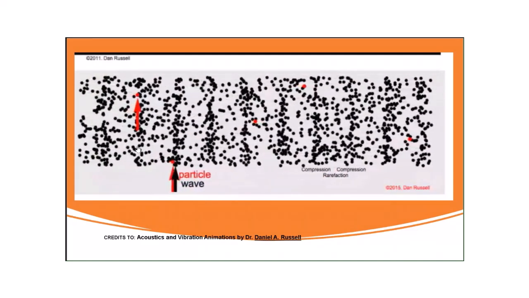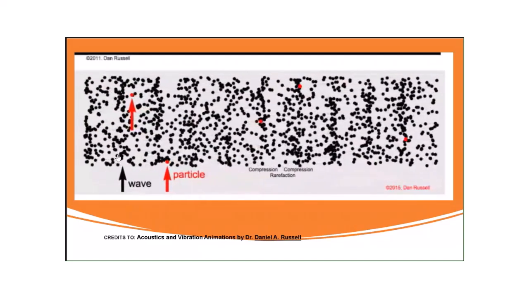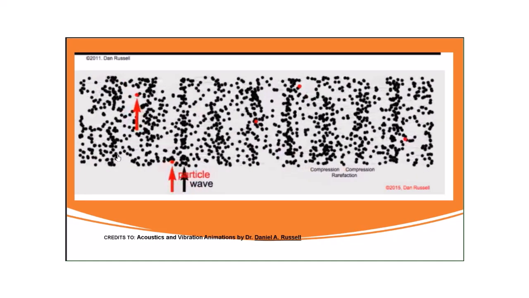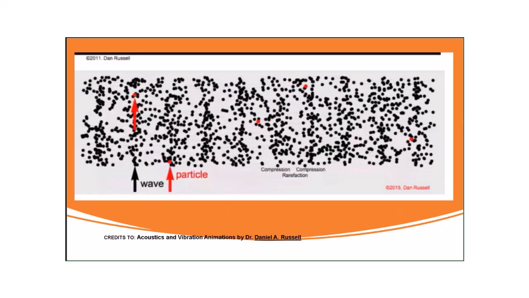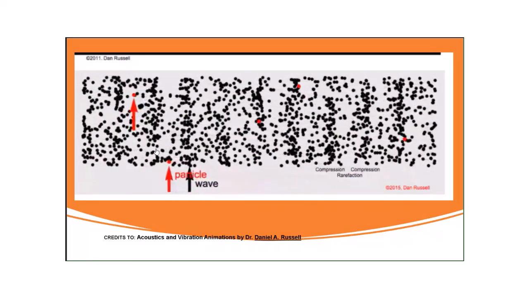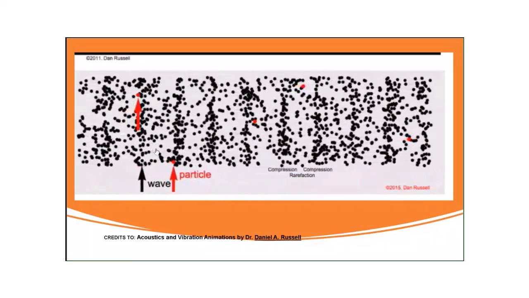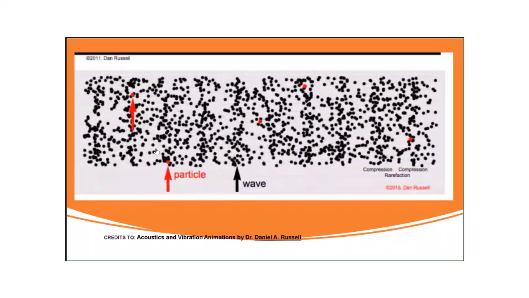On the other hand, when the vibrating particles move farther apart from one another than they normally are, then there is a momentary increase in the volume and a rarefaction is formed. It is clearly depicted in this animation. Hence, this animation clearly demonstrates the difference between the oscillatory motion of the individual particles and the propagation of the wave through the medium.